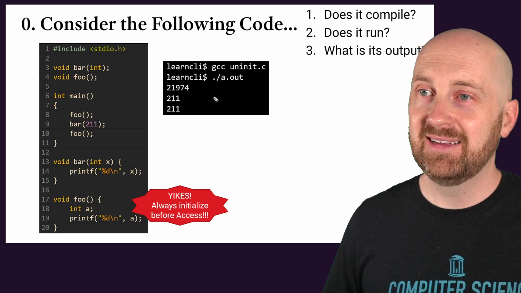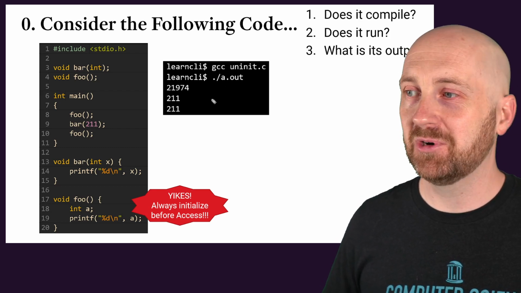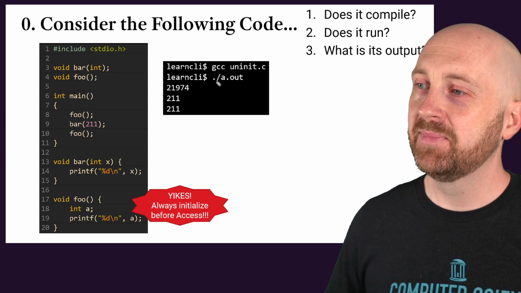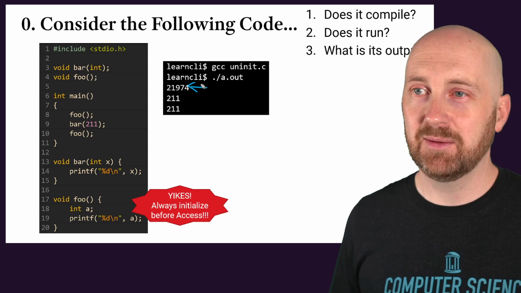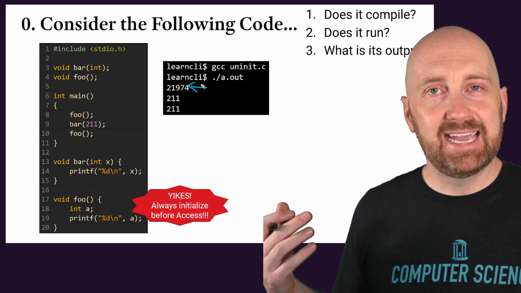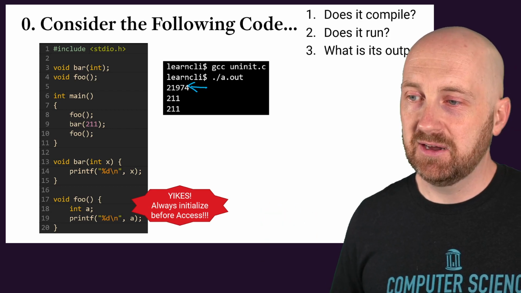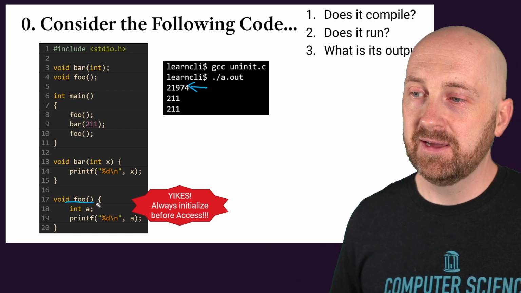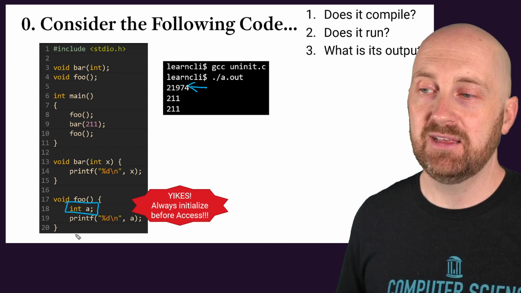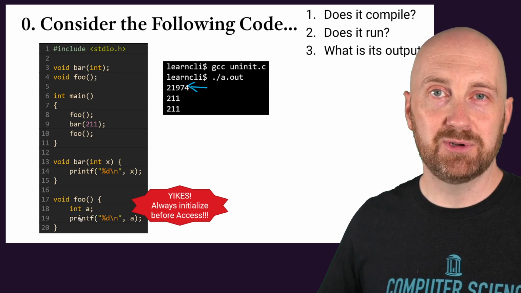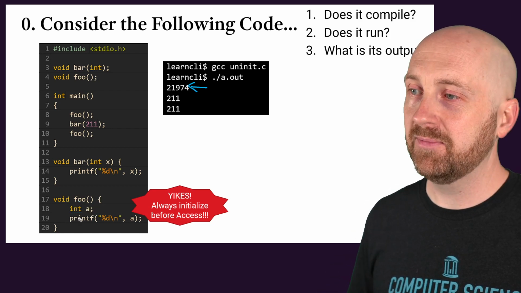It says, okay, we're going to trust you, C developer. And so you run this, and this is your first garbage value, right? This is a completely meaningless value, just whatever was in the bytes of memory that a was assigned in this function call. It's just whatever was left around in that memory before.